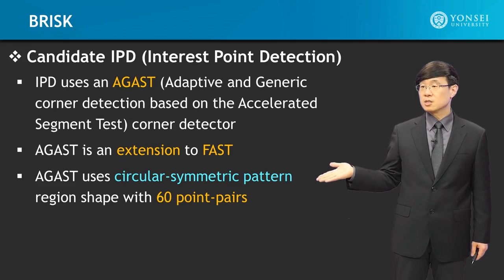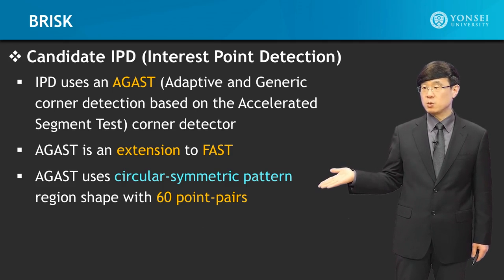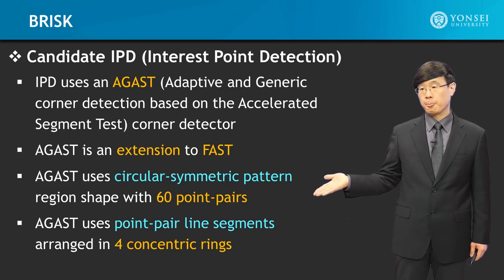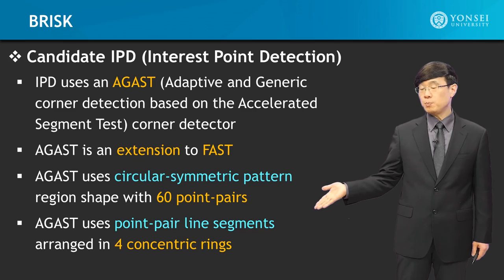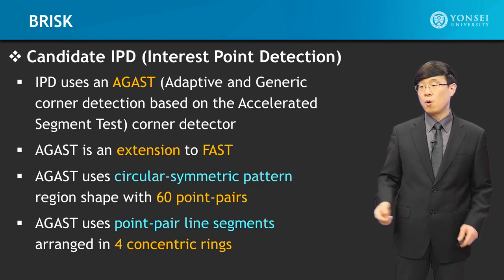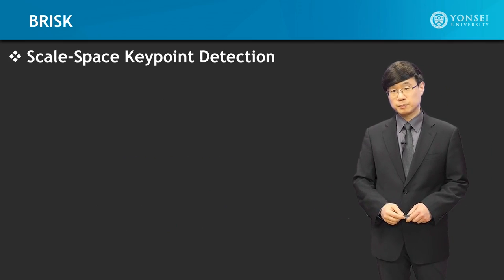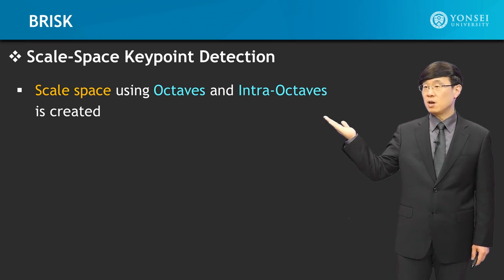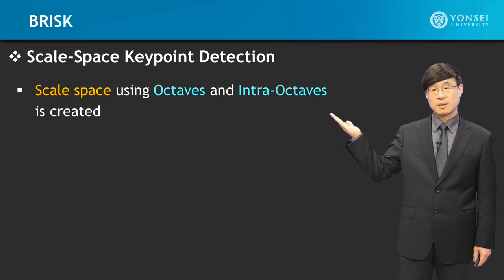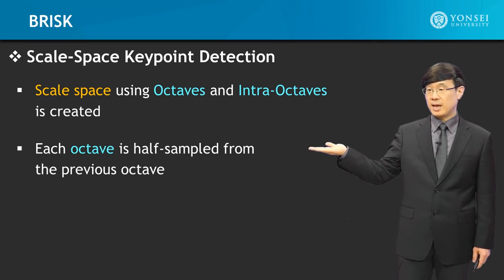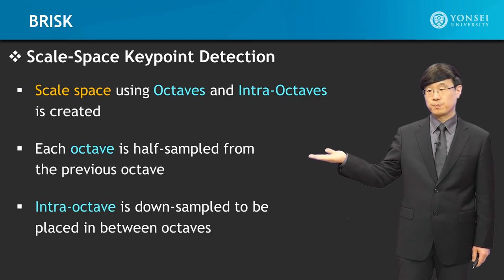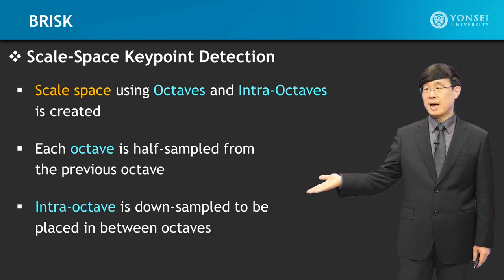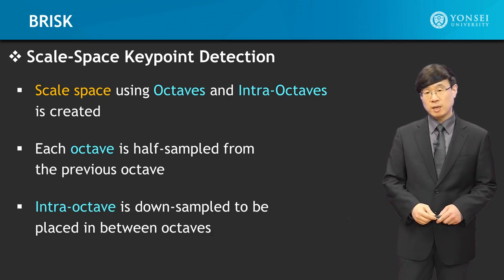AGAST uses circular symmetric pattern region shapes with 60 point pairs. AGAST uses point pair line assignments arranged in 4 concentric rings. Scale space key point detection is based on scale space using octaves and intra-octaves. These are created first. Then each octave is half sampled from the previous octave, and intra-octave is downsampled to be placed in between octaves.